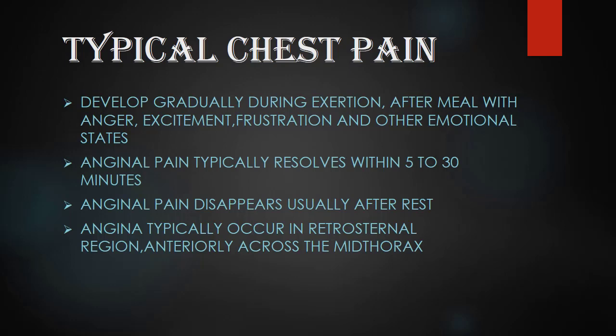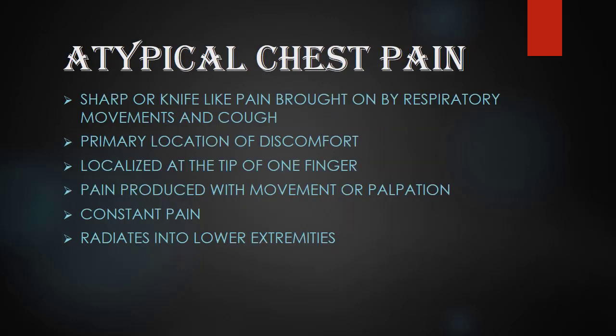Angina typically occurs in the retrosternal region, anteriorly across the mid-thorax. It may radiate to, or rarely occur alone in, the interscapular region, arms, shoulder, teeth, or abdomen. All these features of pain represent ischemic pain due to stable angina, while the pain of unstable angina occurs at rest, may be atypical and less responsive to nitroglycerin.